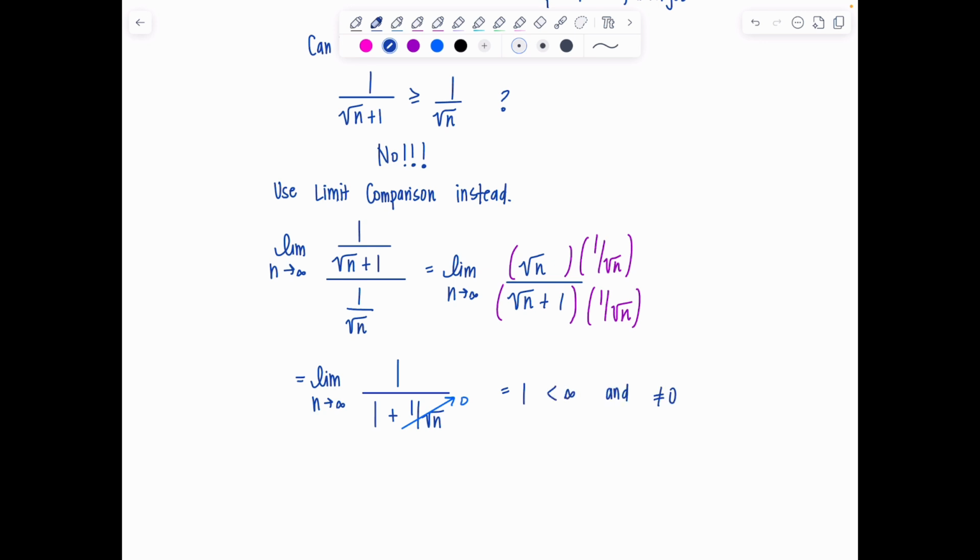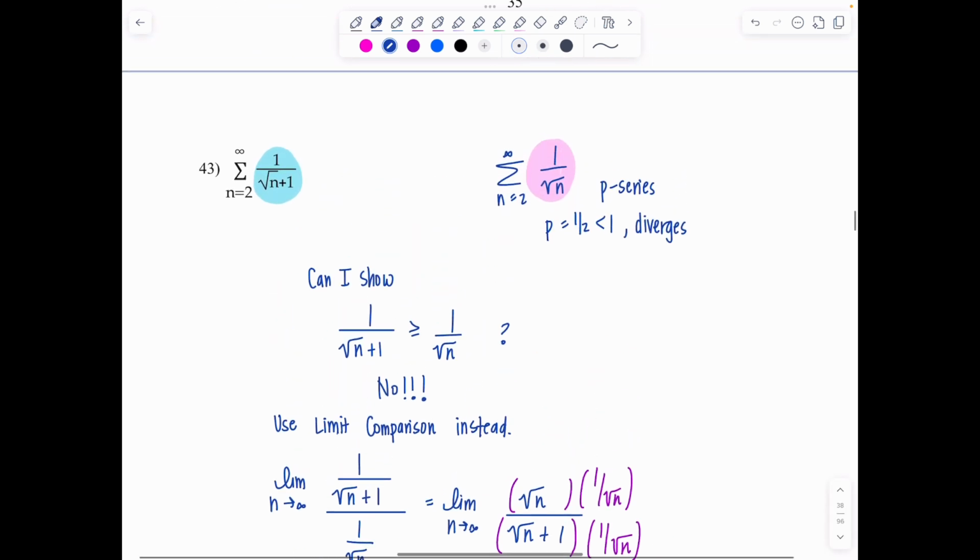So what does that tell me? It tells me my series is twinsies with the one I compared it to. Who did I compare it to? This divergent p series right here. So that means my series diverges also.